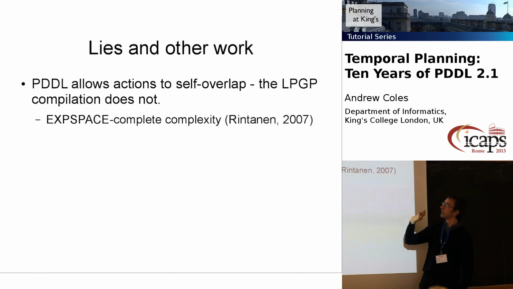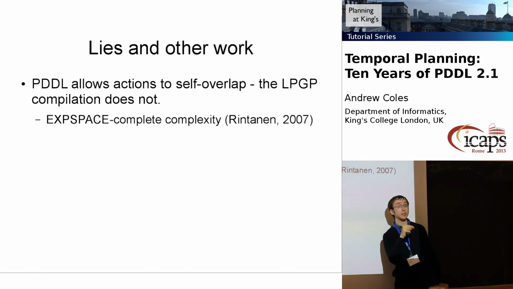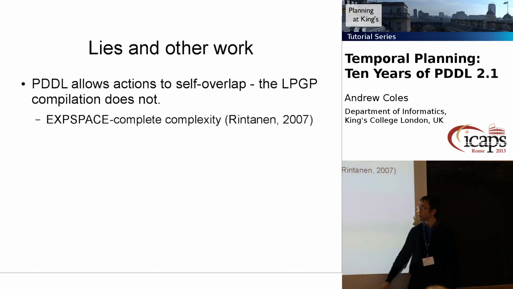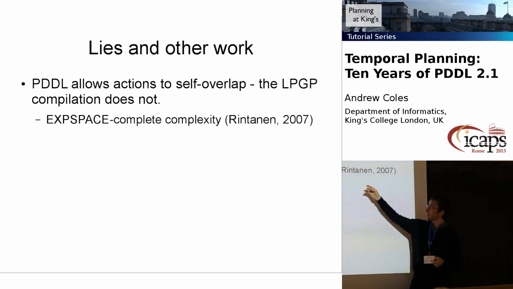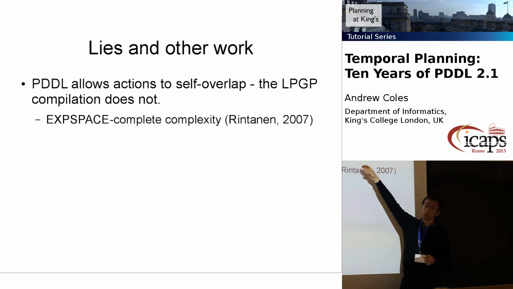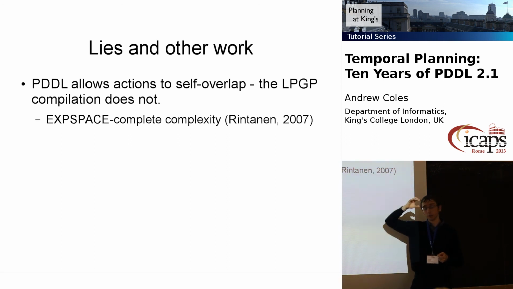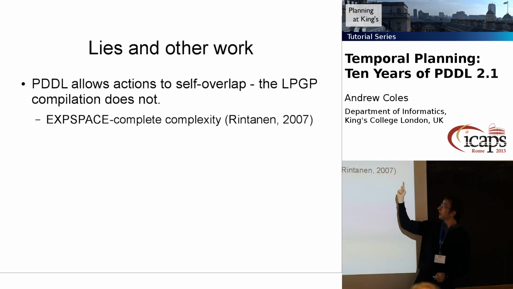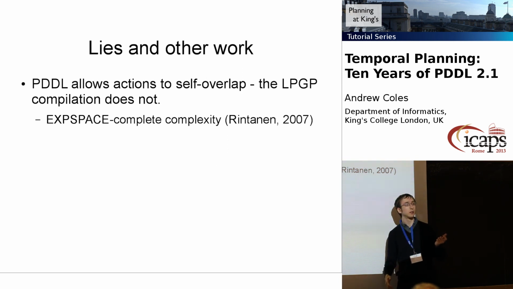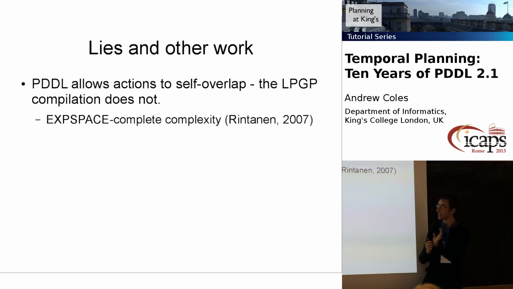But one thing it doesn't allow you to do is to have an action self-overlap. So we can't start an action A and then overlap with that another instance of A. In PDDL we can, but in the LPGP, essentially the representation it uses, we can't. You get some interesting consequences by allowing self-overlapping actions, one of which is that the complexity of temporal planning is EXPSPACE-complete. So in theory the complexity is nasty.